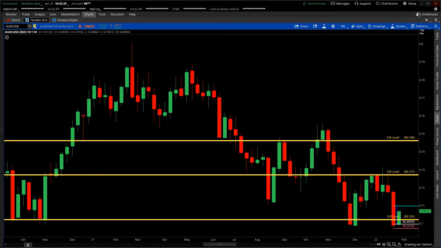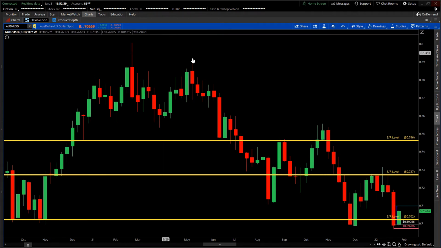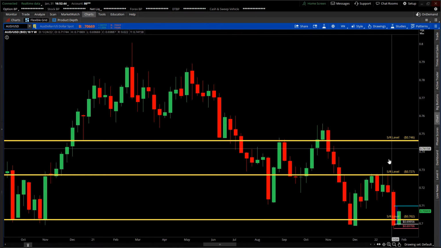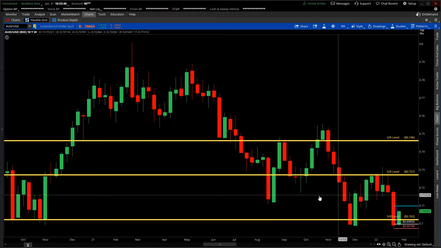Today's Monday, January 31st, and it's 4:52 p.m. Eastern Time. This is the weekly chart for the Australian dollar US dollar spot pair, which is currently trading at 0.70669. And from this weekly time frame, I've identified three local support resistance levels.